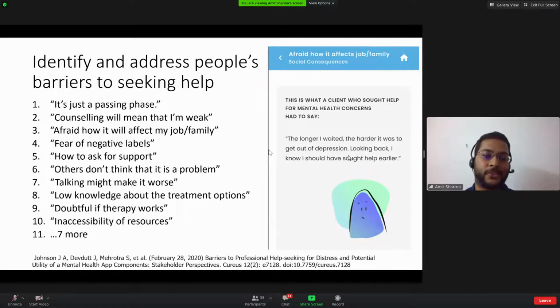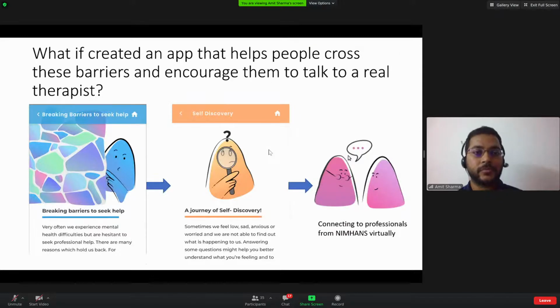Nothing like this exists, but I'm just saying it as a thought experiment. Suppose there's a magical app that exists. Even then, people may not use that app because they might think of many of these things that I just mentioned. So we thought about what can we create that helps people actually cross these barriers and encourage them to talk to a real person?